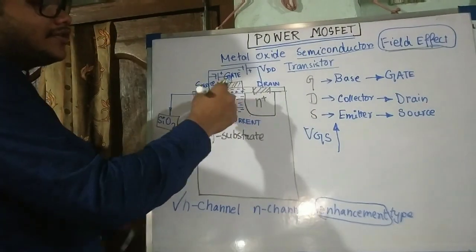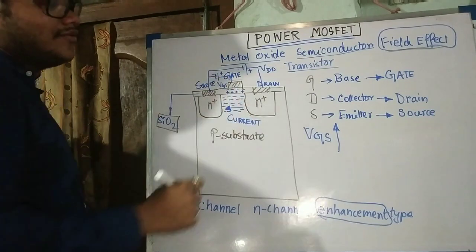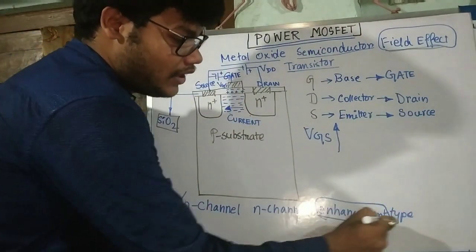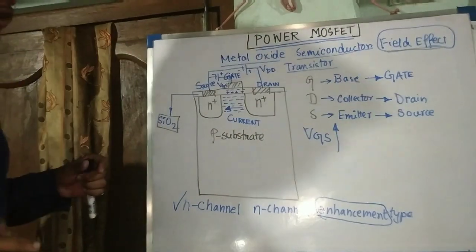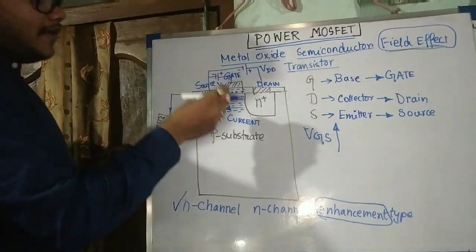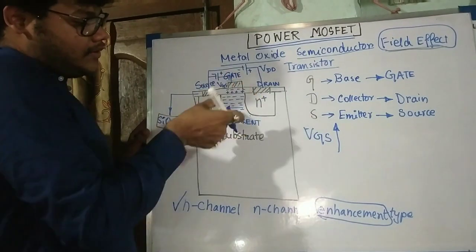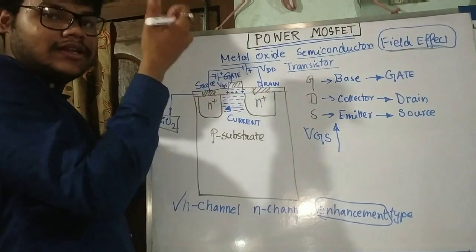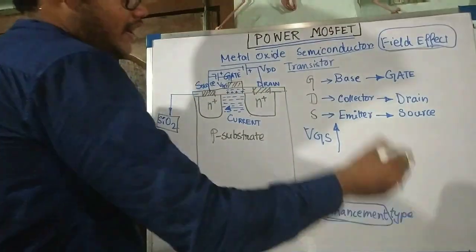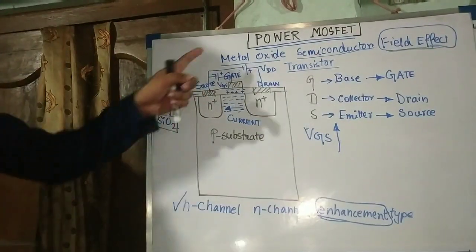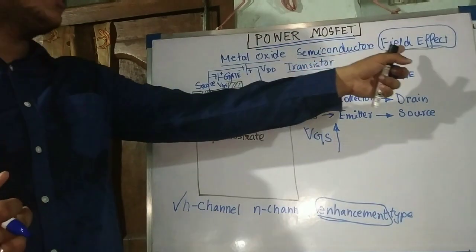Why is this called N channel? Because this is the negative electron channel which is formed. Why is it called enhancement type? Because if you increase VGS, the gate to source voltage, then the width of the N channel increases, and that's why it is called enhanced. The channel is enhanced.